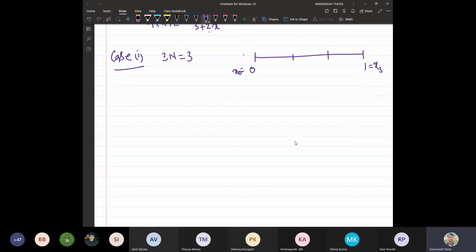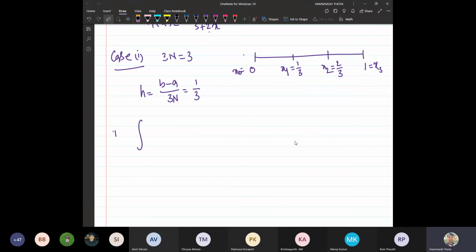In between are two equispaced points, x1 and x2. What about h here? h is b minus a upon 3n, so that is 1 upon 3. Right? So obviously x1 is 1 by 3, x2 is 2 by 3.